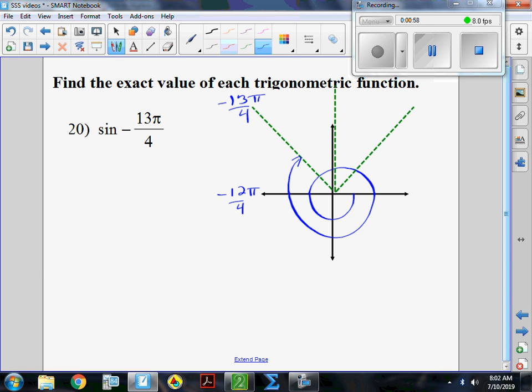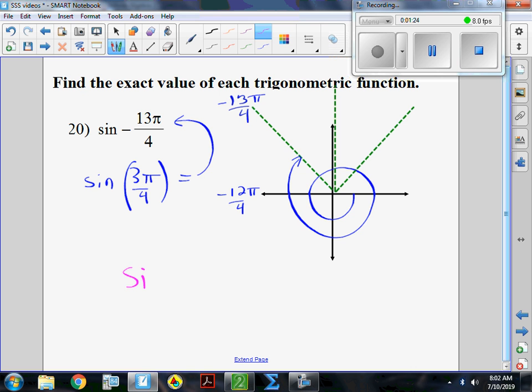Negative 13 pi over 4 is coterminal to 3 pi over 4. So this would be the same thing as sine of 3 pi over 4. Those are equivalent trig expressions, using just the coterminal angle. Sine 3 pi over 4 has a pi over 4 reference angle, and we're in quadrant 2.